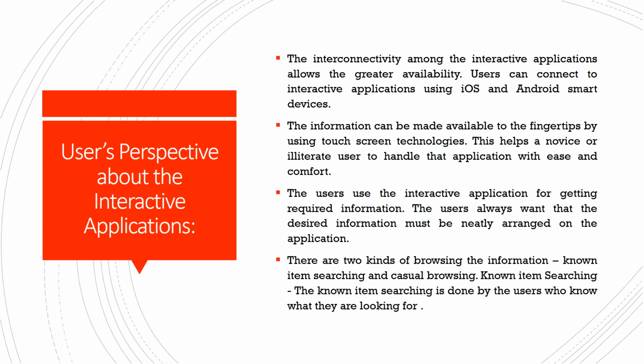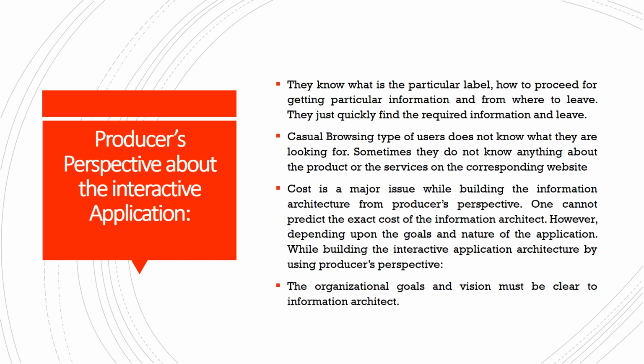The user uses the interactive application for getting the required information. The user always wants the desired information to be neatly arranged on the application. There are two kinds of browsing information: searching and casual browsing. Searching means the known item is looked for by the user, who wants to see more explanations, what a particular label is, and how to proceed in getting particular information. For example, if you want to get more data about this, we type it in the search engine, the Google search engine, and see how it behaves.